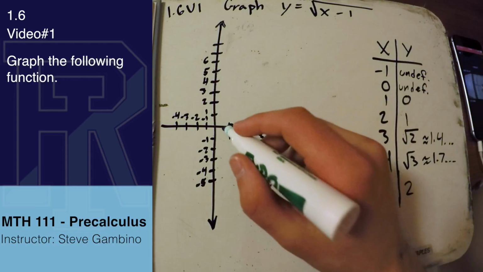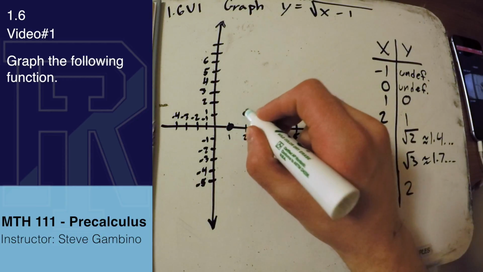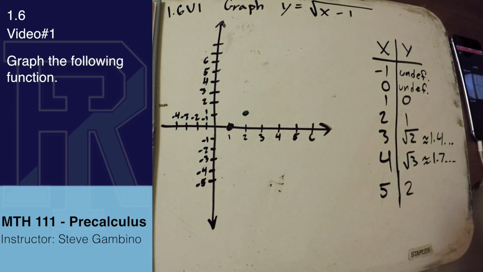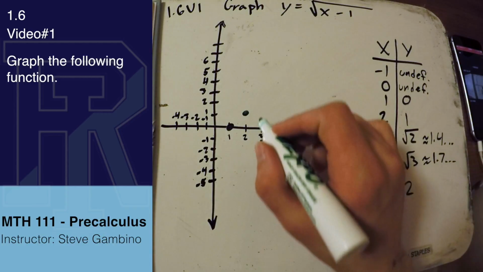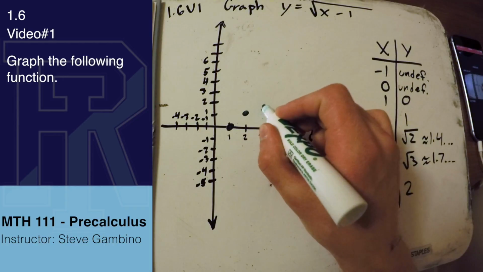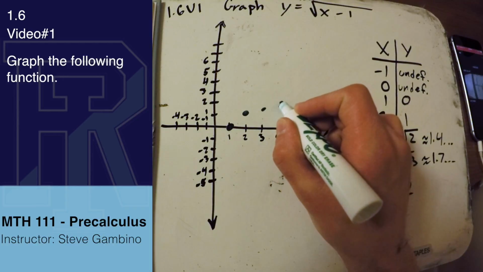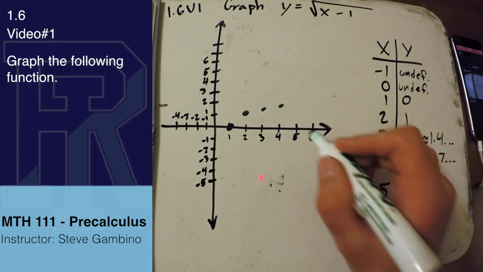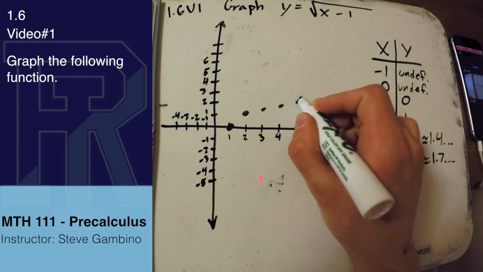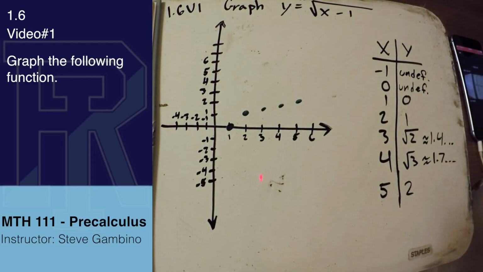We've got (2, 1), over 2, up 1. We've got 3, 1.4-ish, so somewhere in here. We've got 4, 1.7-ish, so somewhere in here. And then we've got 5, 2. So once we have done this, we can really start to see the shape of our curve.